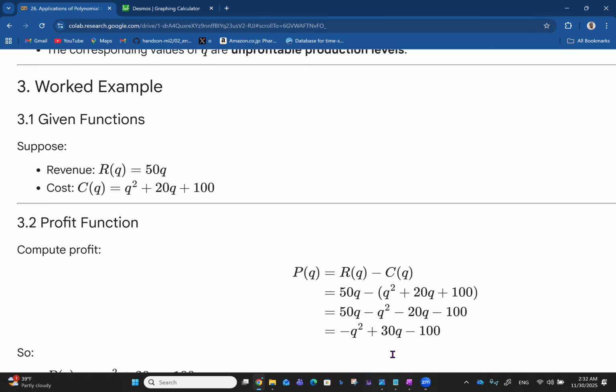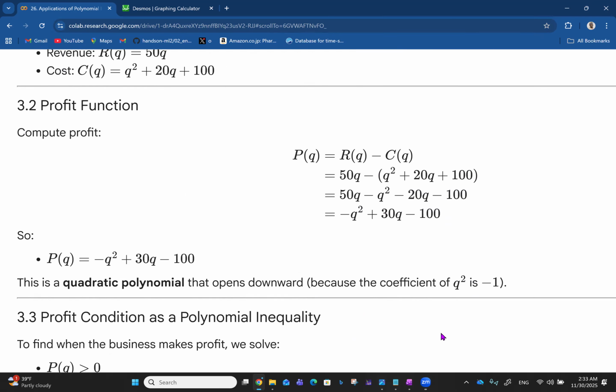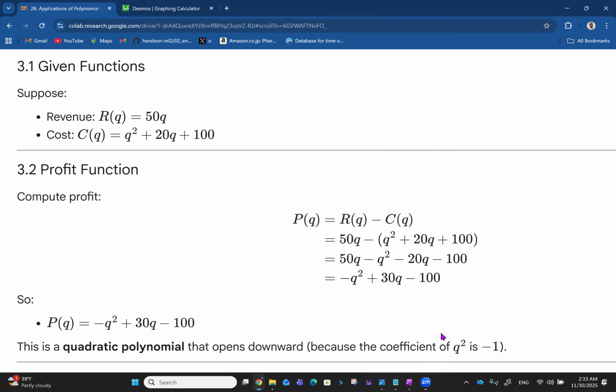So imagine a worked example where we have given functions. Suppose revenue R of Q is 50Q and the cost C of Q is Q squared plus 20Q plus 100. The profit function will simply be P of Q equals R of Q minus C of Q, which is 50Q minus (Q squared plus 20Q plus 100). You can expand all of that: 50Q minus Q squared minus 20Q minus 100. So 50Q minus 20Q gives 30Q. Okay. So in this case, now you can look at the profit, the loss, and break-even. P of Q now is equal to minus Q squared plus 30Q minus 100. This is now the profit function we have.